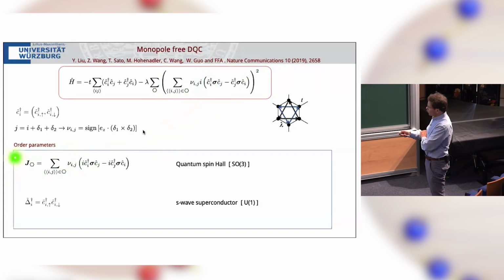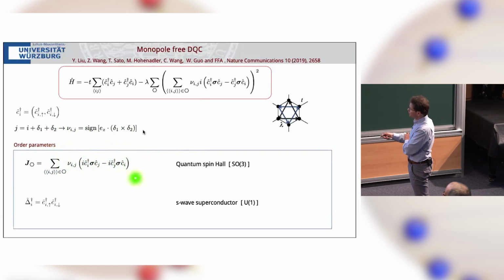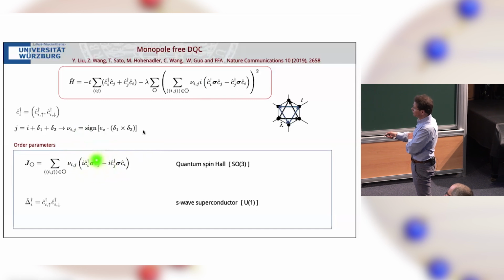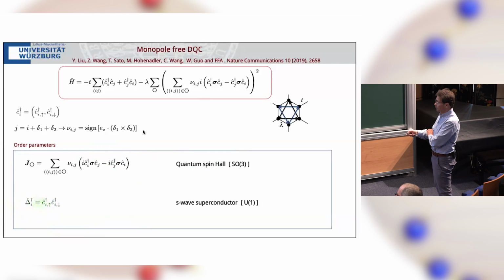And to do this, we're going to measure an SO3 order parameter, which is going to be this object. Importantly, under time reversal symmetry it's even. It's invariant under time reversal symmetry, but it transforms as a vector under SO3. And we're going to see that we get an S-wave superconductor. So that's what we're going to measure.